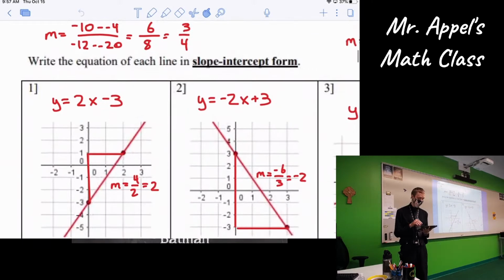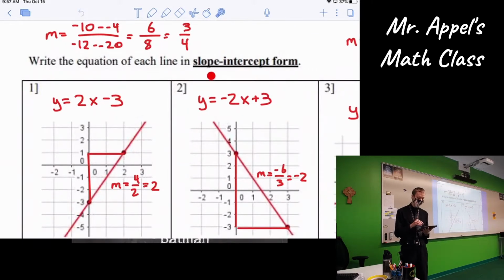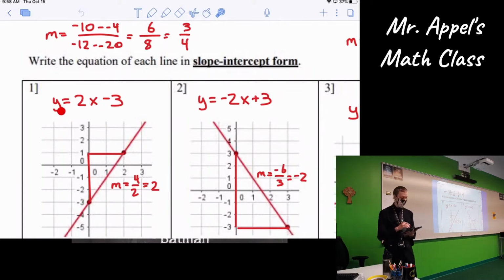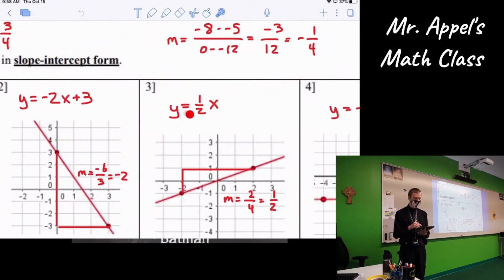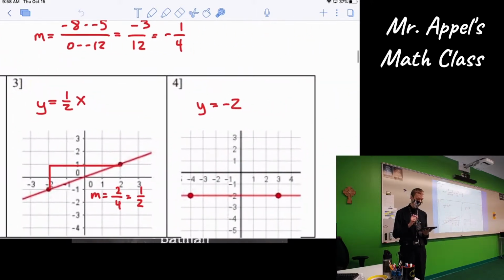All right. Now, here's a line. Write the slope-intercept form of the equation. So once again, quickly calculate the slope from the diagram. Find the y-intercept there on the graph. Put the two together. And number 1, you get an equation y equals 2x minus 3. Number 2, y equals negative 2x plus 3. Number 3, y equals 1/2 x. And number 4, y equals negative 2.